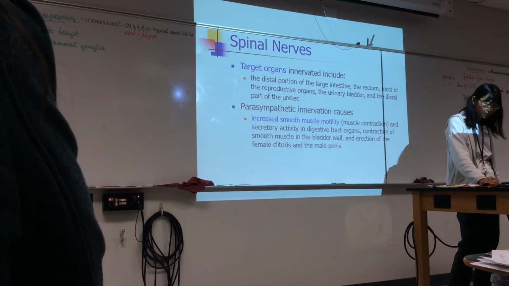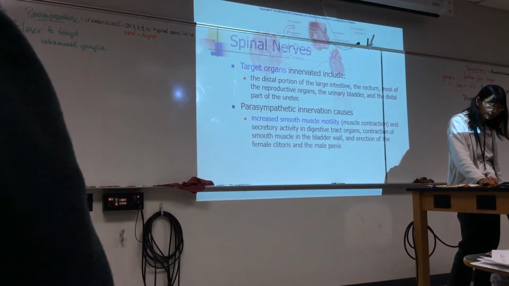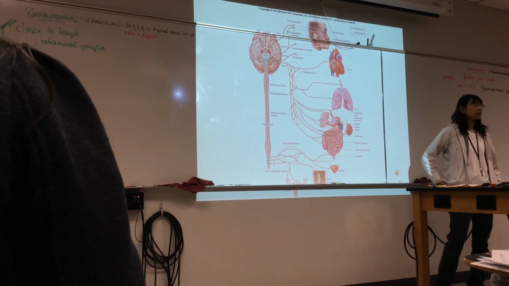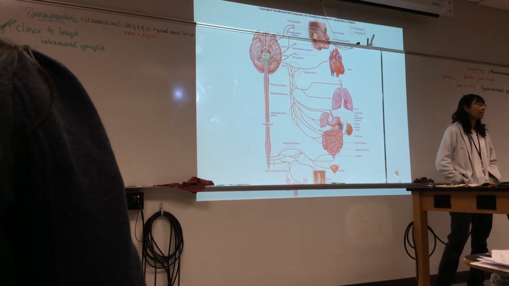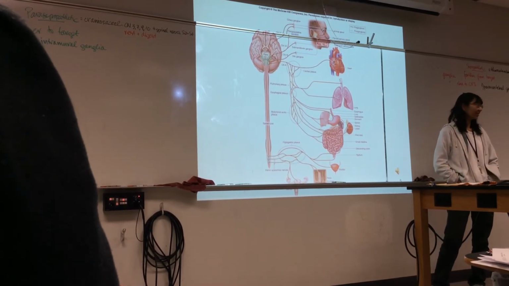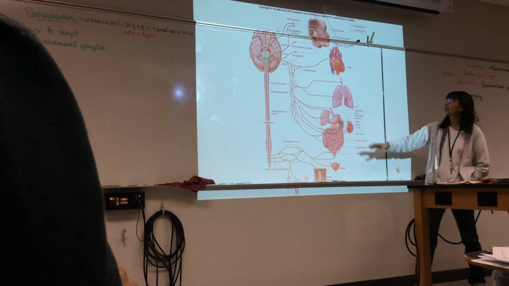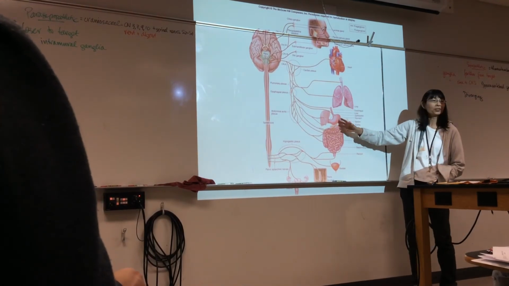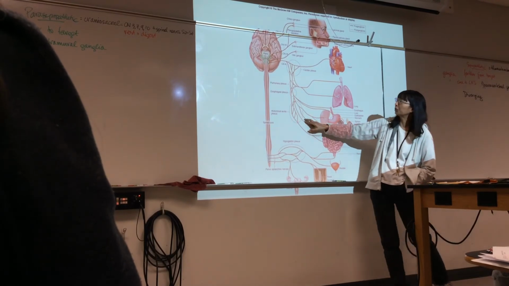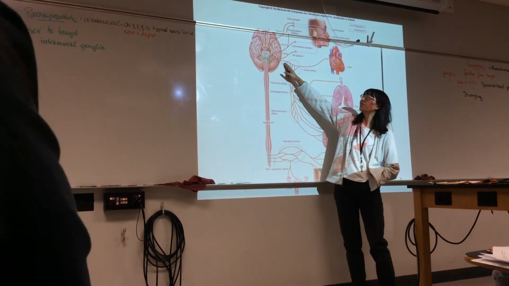So, spinal nerve. All right, so here's another look. Okay, what am I looking at? Sympathetic or parasympathetic? Para. Good. What gives it away? Cranial nerves, right? And it goes to these target organs. Do these look familiar? Okay, look, your whole digestive tract is tied to the vagus nerve, nerve 10.